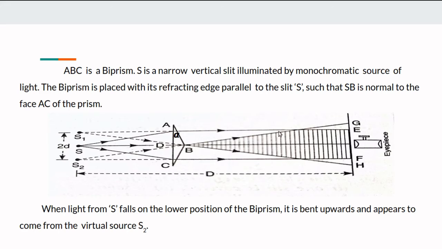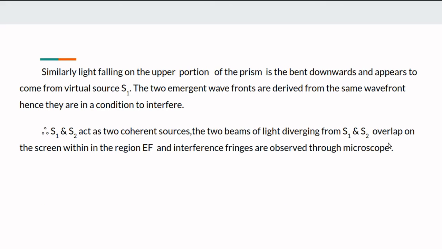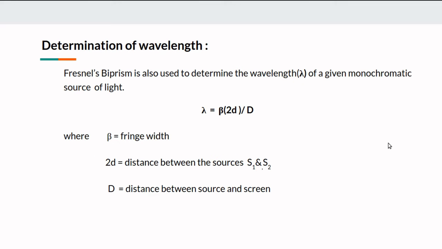In this region these two wavefronts overlap each other, then they interfere with each other, and if you place a screen at this position, then interference fringes are observed in the region EF. These fringes are observed through the eyepiece of the microscope.